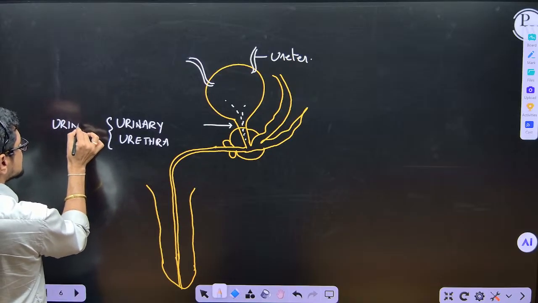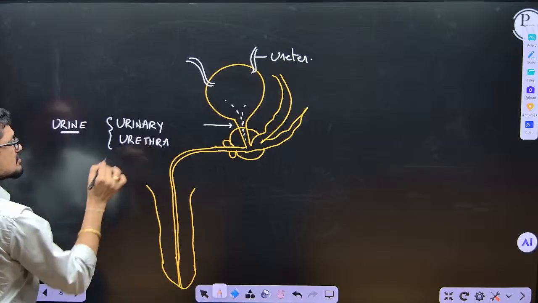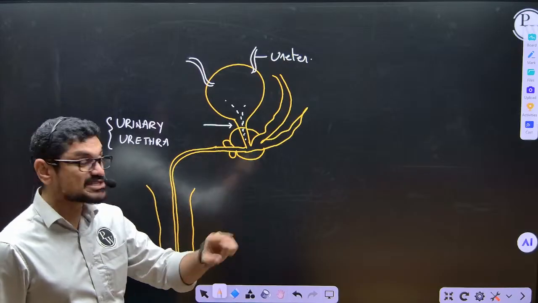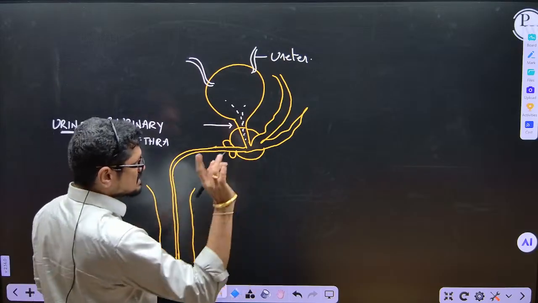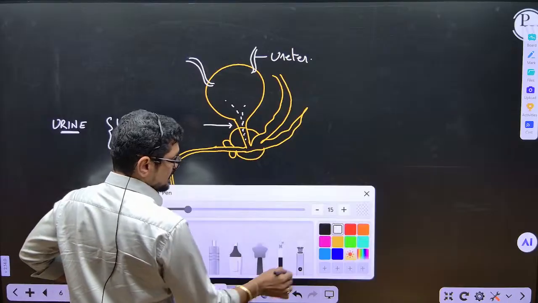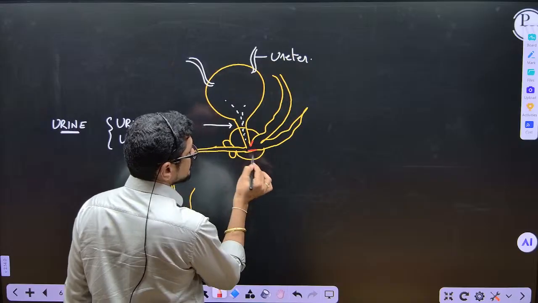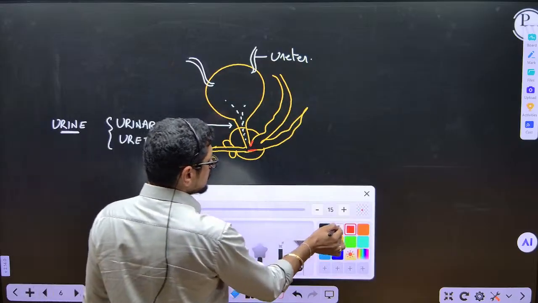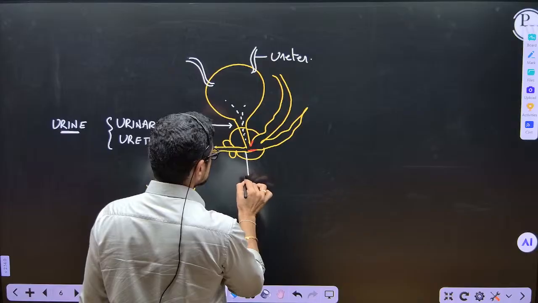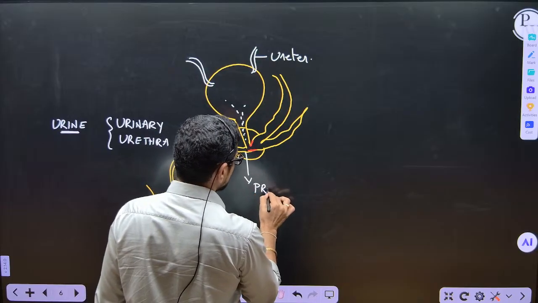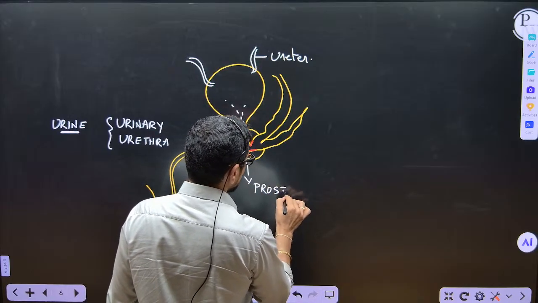My dear friends, please understand this point. Urethra in case of males carries urine as well as sperm, but here the exception is there. Once again, I will tell. Please wait, don't worry. See here, this is the ejaculatory duct. And the urethra which is present in the prostate gland, this one, after the red, is called the prostatic urethra.